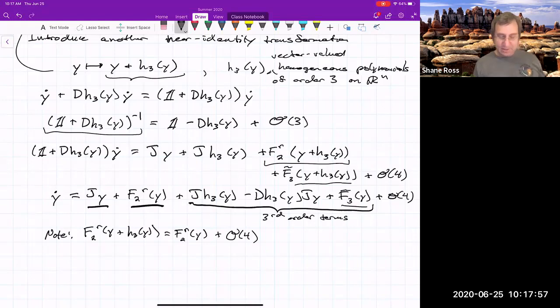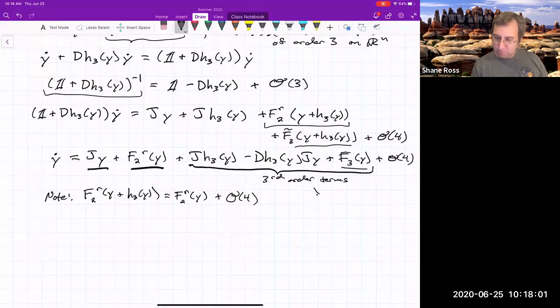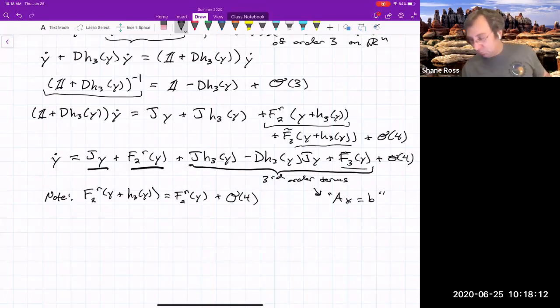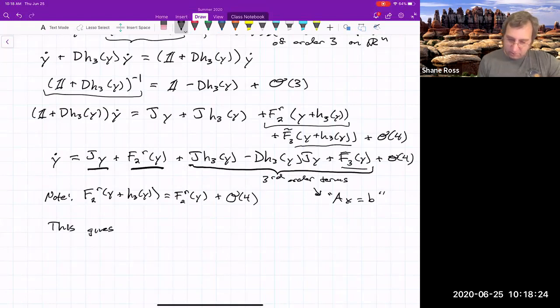So just like last time, we can write this in the form of AX equals B, where we can solve for, well, we first look to see if the operator A is full rank and go from there. So this gives, we're looking for L_J^3 of H3 y equals negative F3 tilde of y.